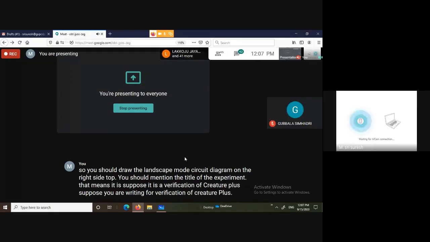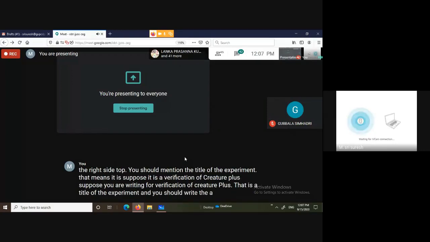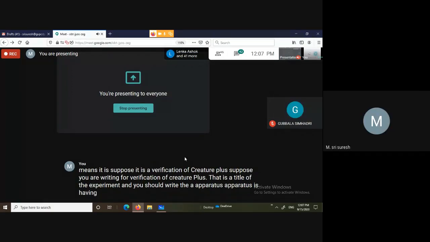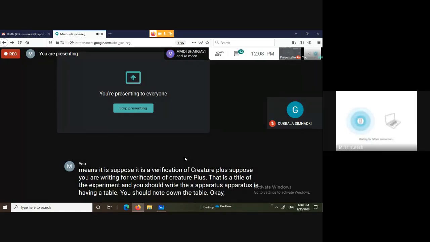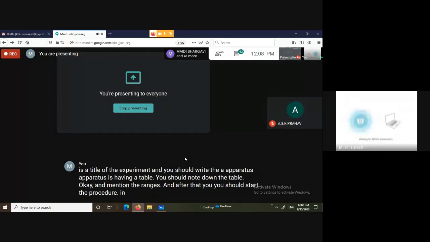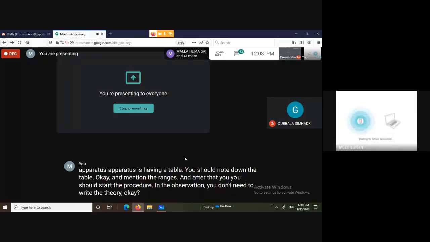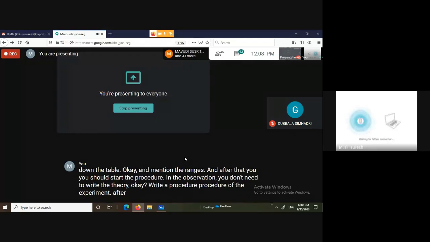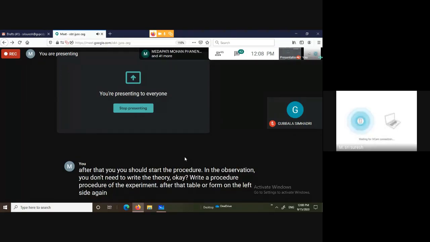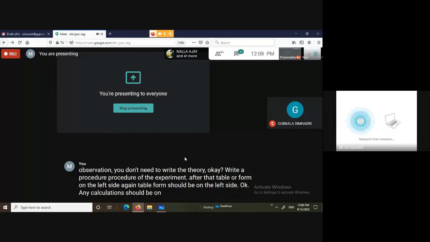And you should write the aim, apparatus. Apparatus is a table. You should note down the table and mention the ranges. After that, you should start the procedure. In the observation, you don't need to write the theory. Write the procedure of the experiment. After that, the tabular form should be on the left side. Any calculations should be on the left side only.